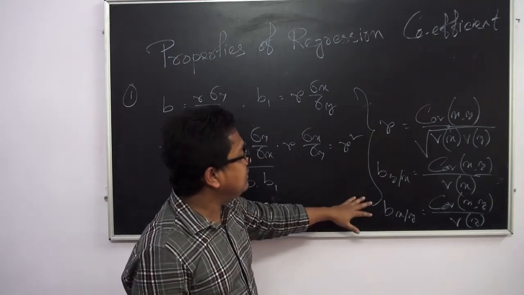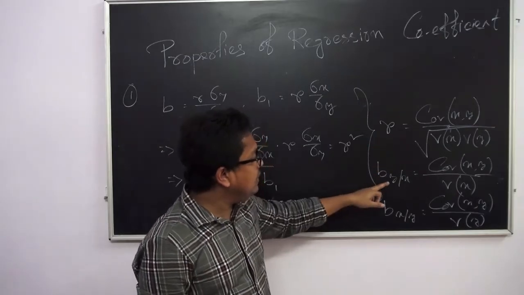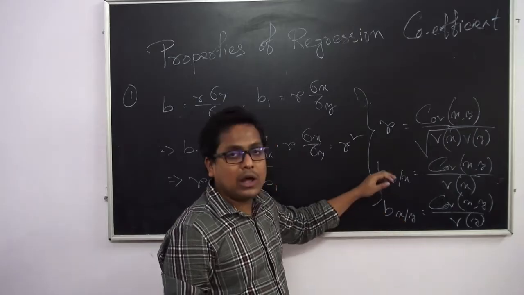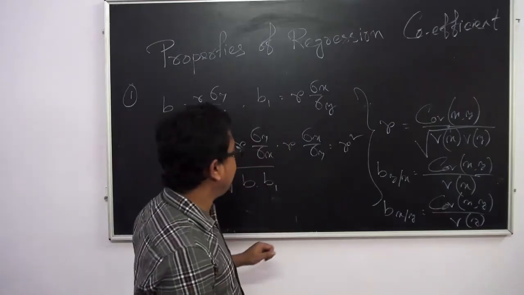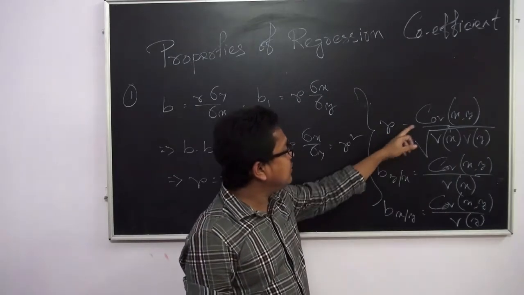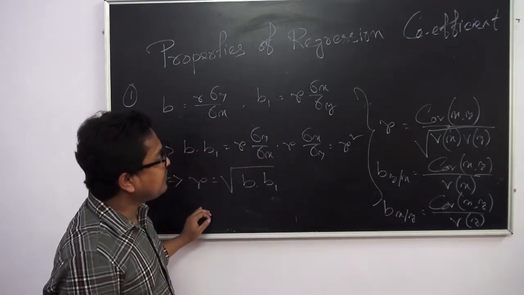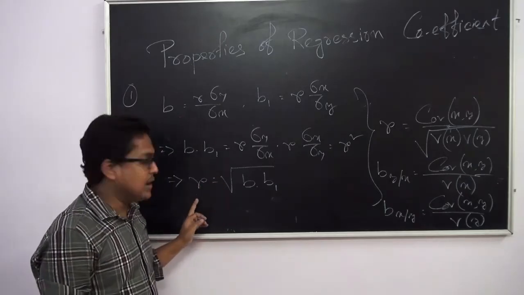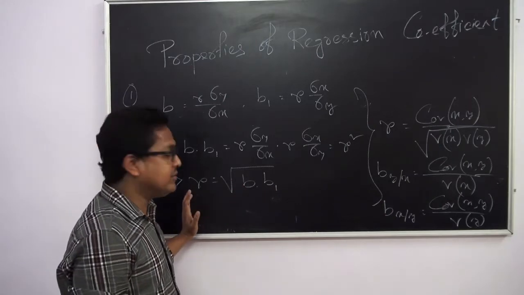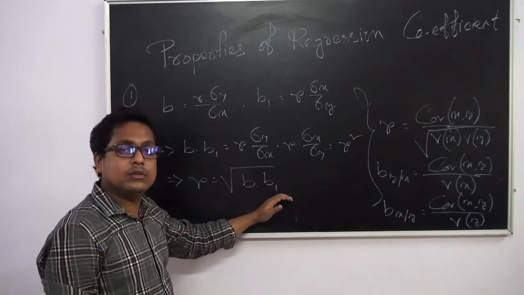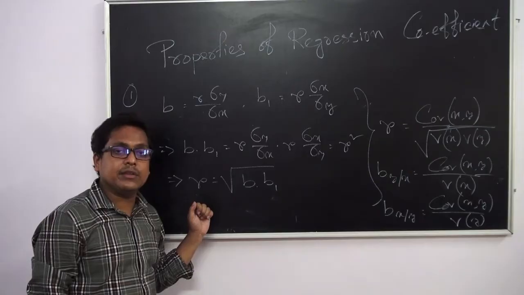So see, r, b_yx and b_xy all depend on the sign of the covariances. Because this has covariance, this also has covariance, this also has covariance. So that means the sign of r will be the sign of the two regression coefficients. If r is positive, then the two regression coefficients will also be positive. If r is negative, then both the regression coefficients have a negative sign.